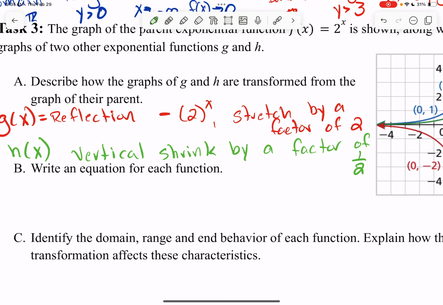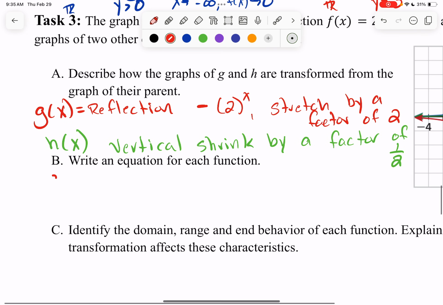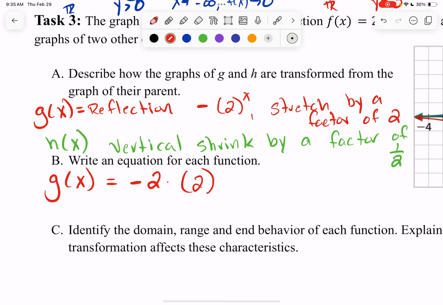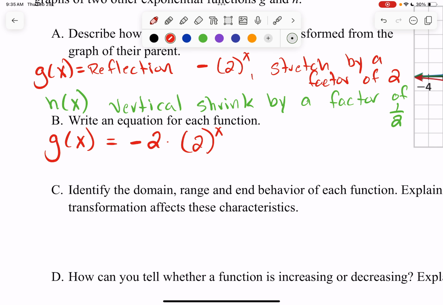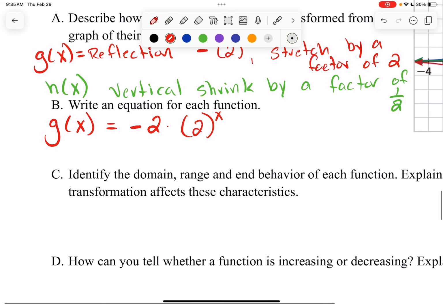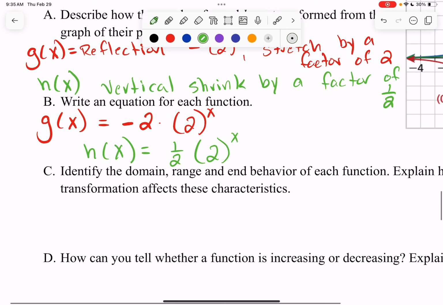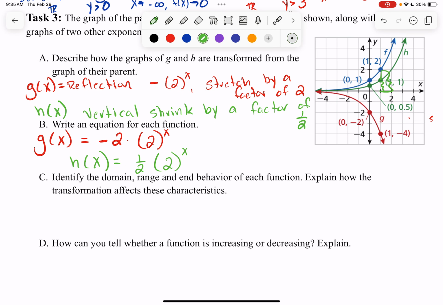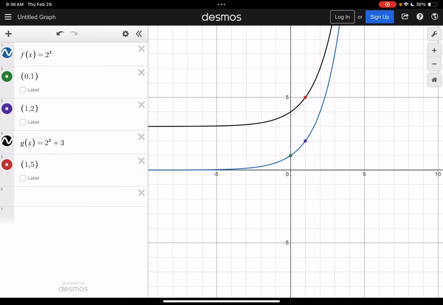We're multiplying by 1/2. So for my g of x, I need a reflection, so I need a negative, and I need it twice as far, so 2 times 2 to the x. So there's my reflection in that negative, and there's my 2, my stretch by a factor of 2. And now my h of x is just that shrink by 1/2, so 1/2 times 2 to the x. Again, you notice how I put my parentheses just to keep my base separate from my stretch or shrink. And then we could jump to Desmos at this point and type them in and make sure they work.